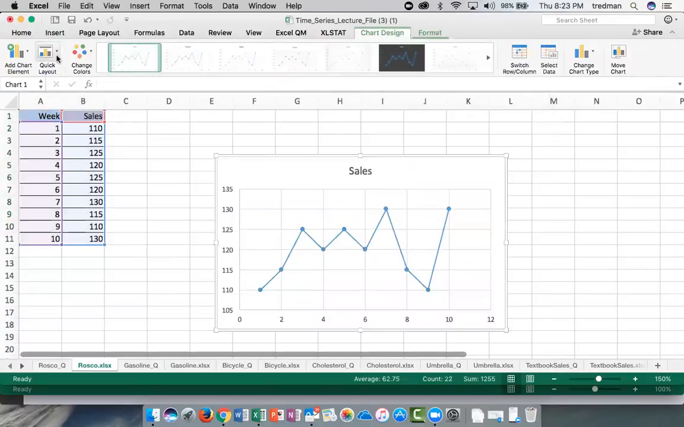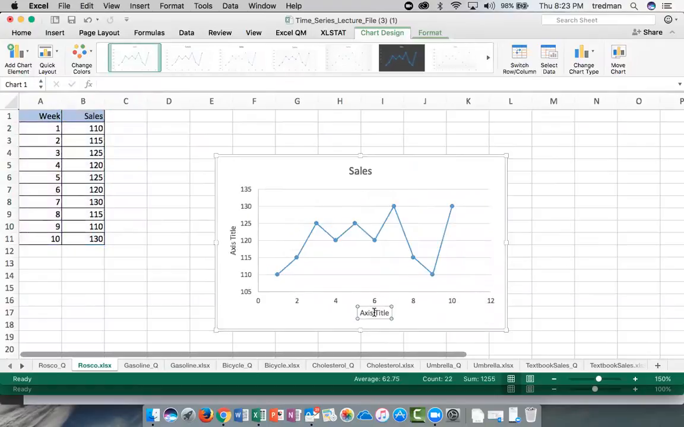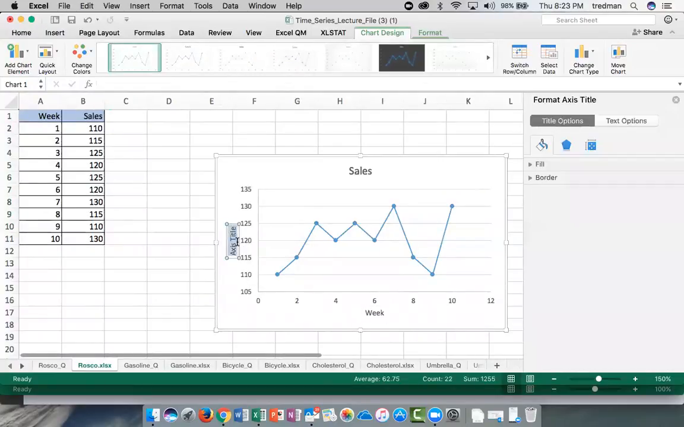And I'm going to switch this over to quick layout 1, just like I did before. And here we have week, and then we have sales. I'll just call this comfort tonic sales.